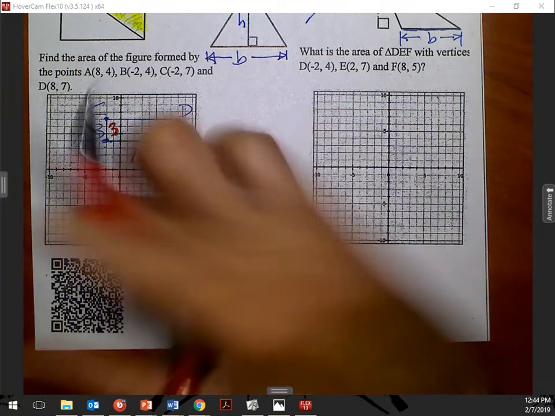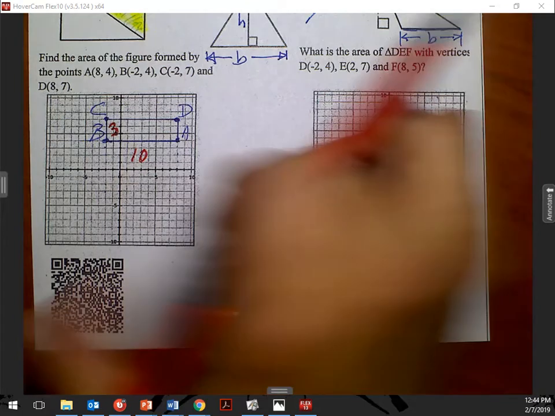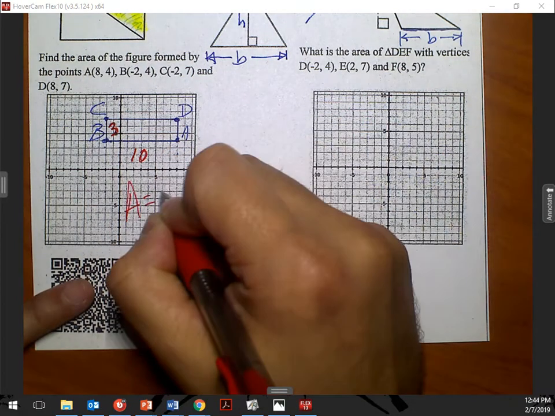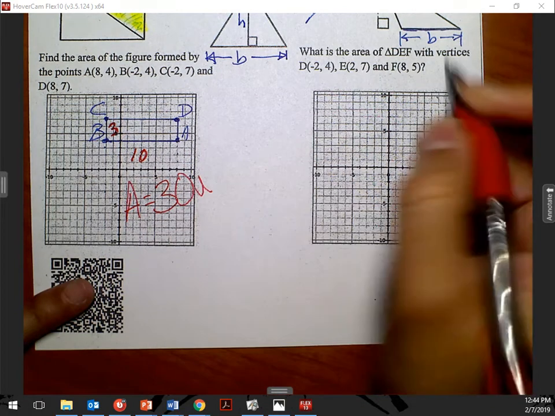So, how do I find the area of that shape? Multiply. 3 times 10, base times height, length times width. 30. So my area is equal to what? 30. 30 what? Units. And area is always? Square.